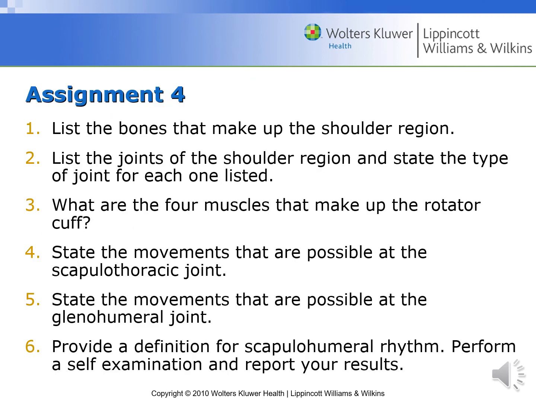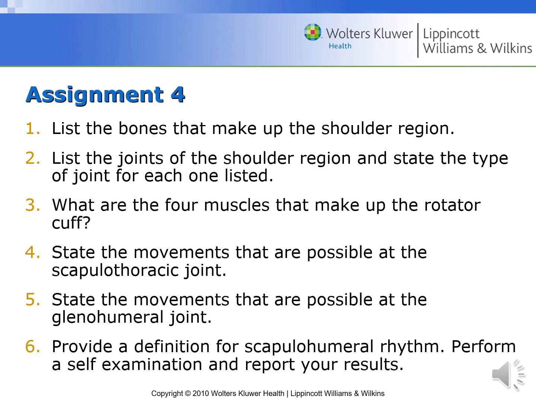Okay, so your assignment for this week, assignment number 4 from the Functional Anatomy textbook, but of course we know this is week number 5. First, you're going to list the bones that make up the shoulder region. You're going to list the joints of the shoulder region and state the type of joint for each one listed.